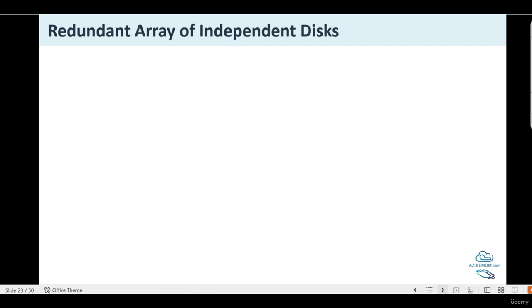Now we'll discuss the Redundant Array of Independent Disks. It is a technology that combines multiple hard drives to improve performance, storage, or data safety. Here is a simple breakdown. RAID 0, that is striping. It splits data across two drives for faster speeds, but if one fails, all data is lost.